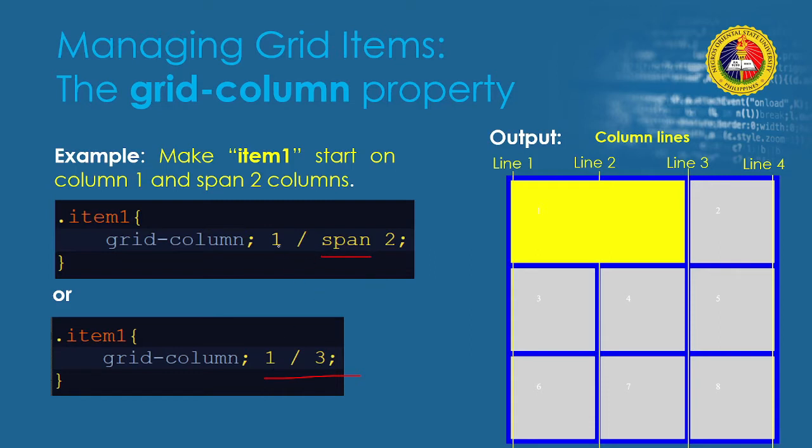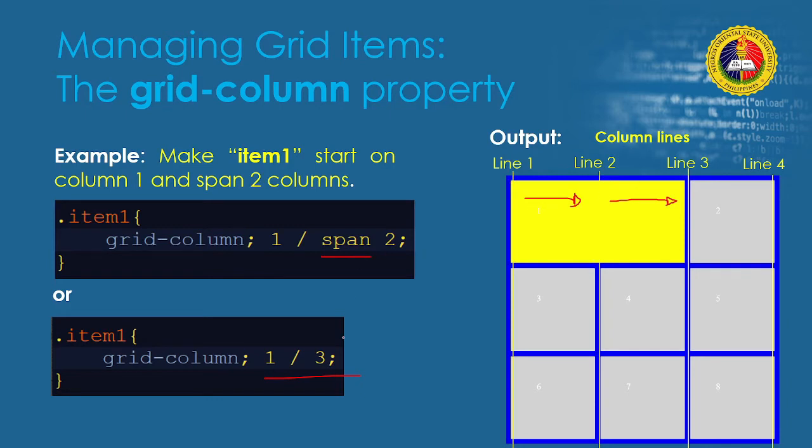So, if we're going to say 1 / span 2, meaning we are going to skip two columns, meaning we will span first, that is 1, and then 2. Therefore, we've created the item to look like this. So that is the difference between the span and the line number.